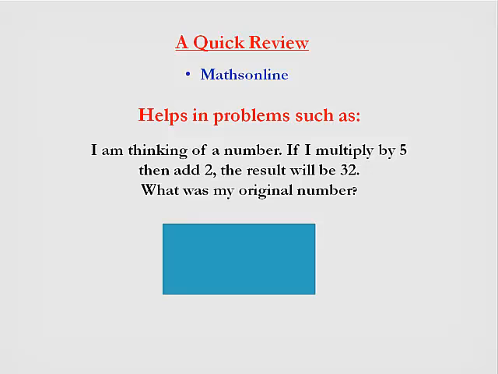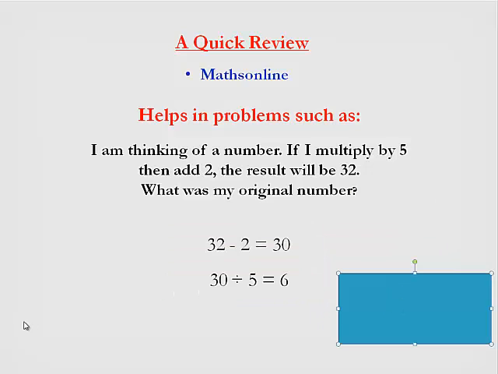I'm thinking of a number. If I multiply by 5 and then add 2, the result will be 32. What was my original number? We start with the end result of 32 and work our way backwards to answer the question using the inverse operation for each step. So we begin with 32.